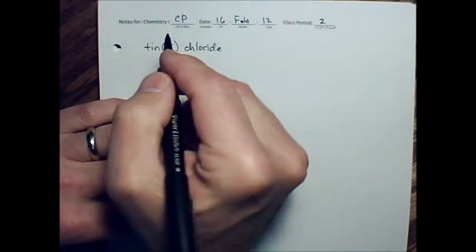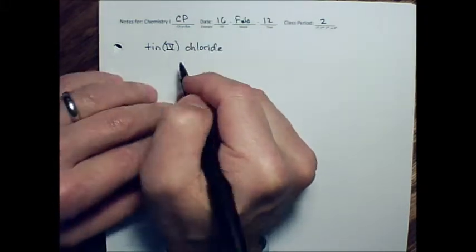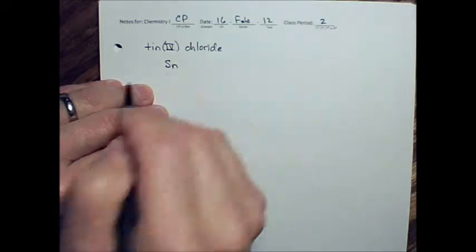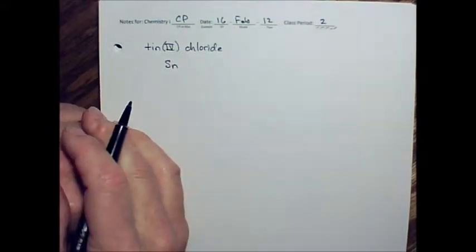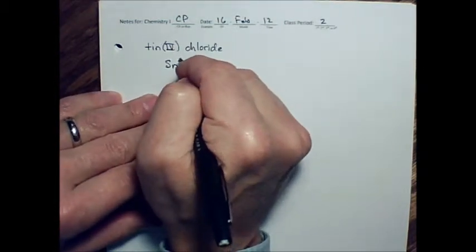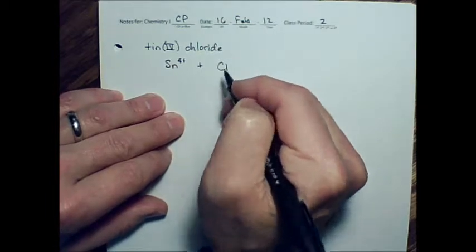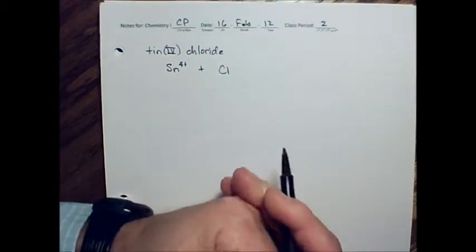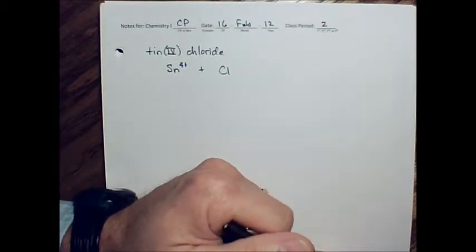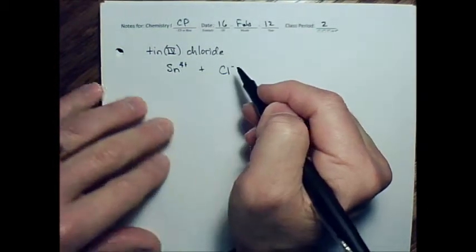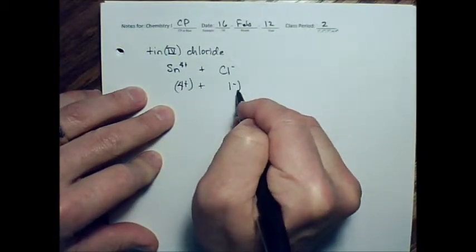All right, so tin(IV). Tin has the symbol Sn. And what charge number am I going to assign to tin? 4 plus, because the Roman numeral means that's the charge. Chlorine, what kind of charge do I assign to chlorine? Follow along here. -1. It has to be a negative number. So we have a 4 plus charge on the tin and a 1 negative charge on the chlorine.